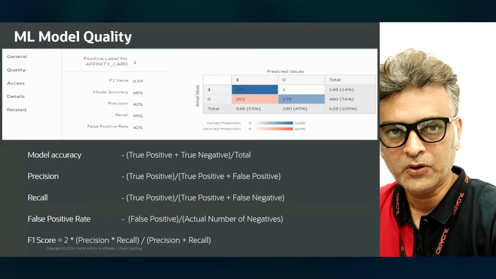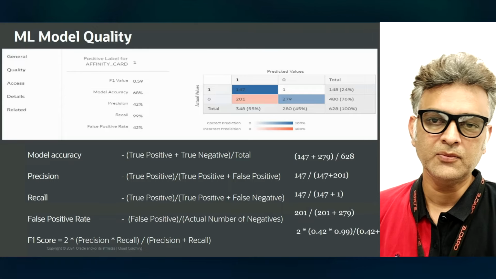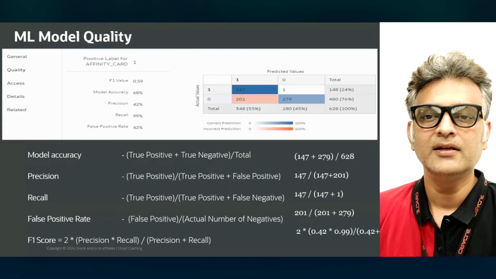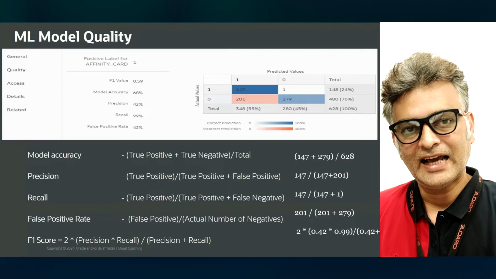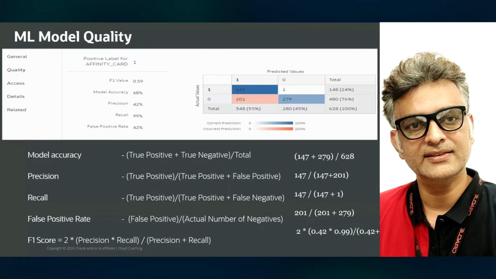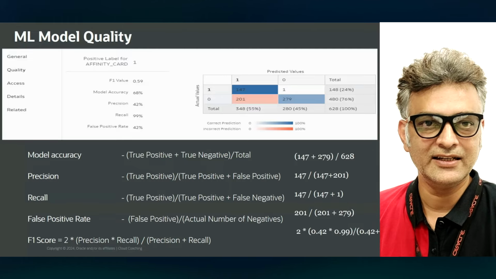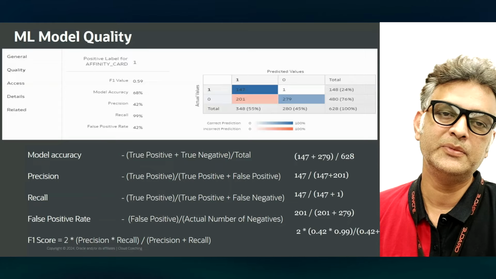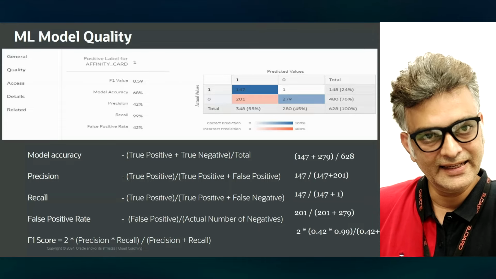For the above machine learning model quality that you see, the formulas would be something like this. Model accuracy would be 147 plus 279 divided by 628. Precision would be 147 divided by 147 plus 201. As you can see, the accuracy is high at 68%, but the precision is very low, at 42%. And the recall is very good, almost at 99%. And we have a very high false positive rate. False positive rate is where the machine learning model is predicting a positive outcome, whereas in reality, it is a negative outcome.